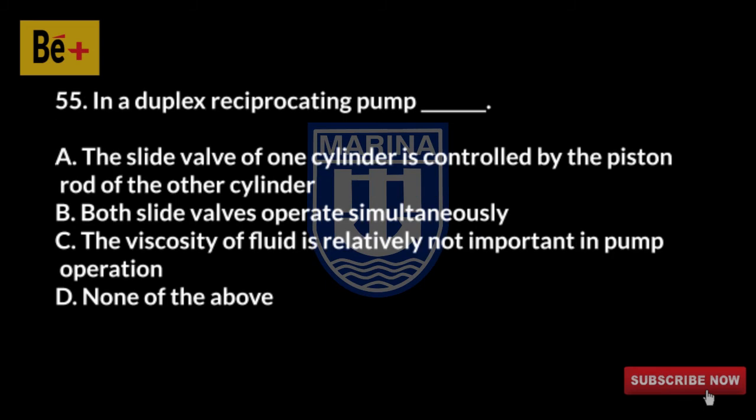In a duplex reciprocating pump: A. The slide valve of one cylinder is controlled by the piston rod of the other cylinder. B. Both slide valves operate simultaneously. C. The viscosity of fluid is relatively not important in pump operation. D. None of the above. The answer is A. The slide valve of one cylinder is controlled by the piston rod of the other cylinder.